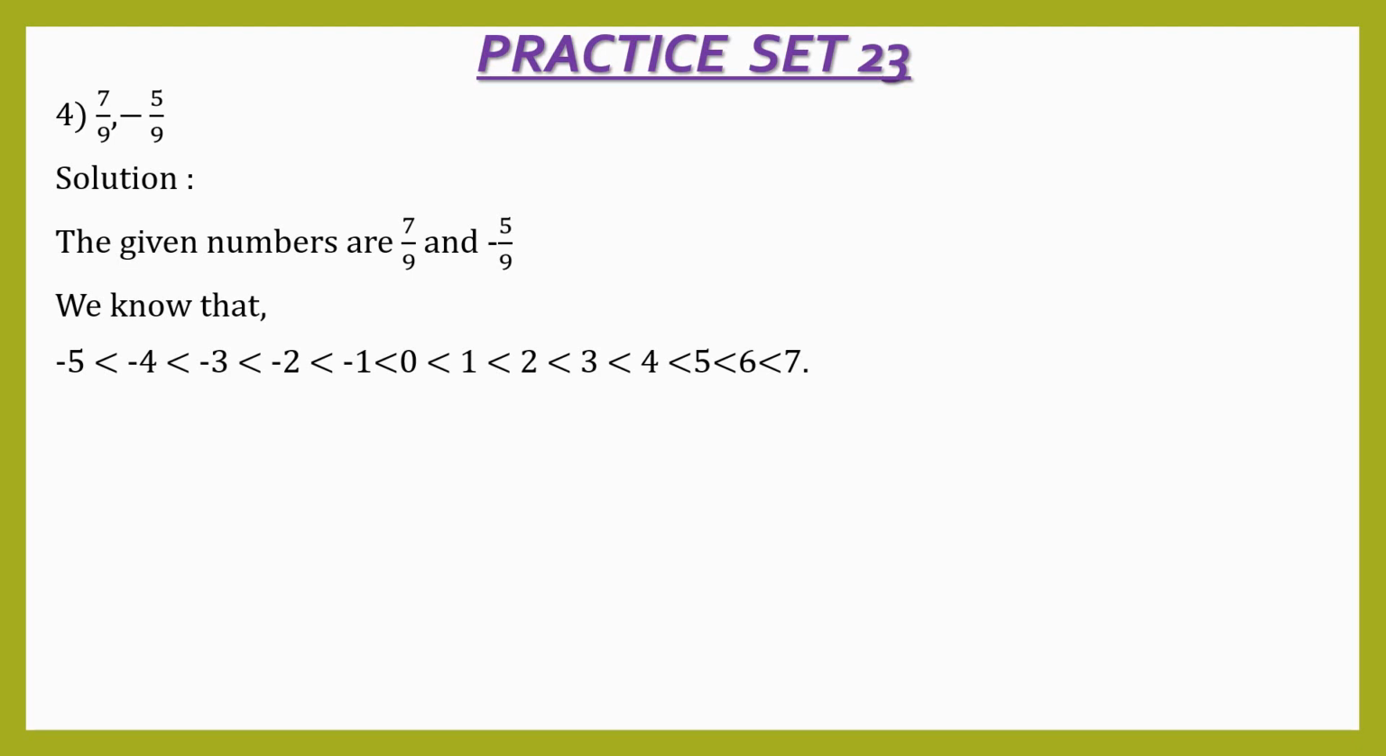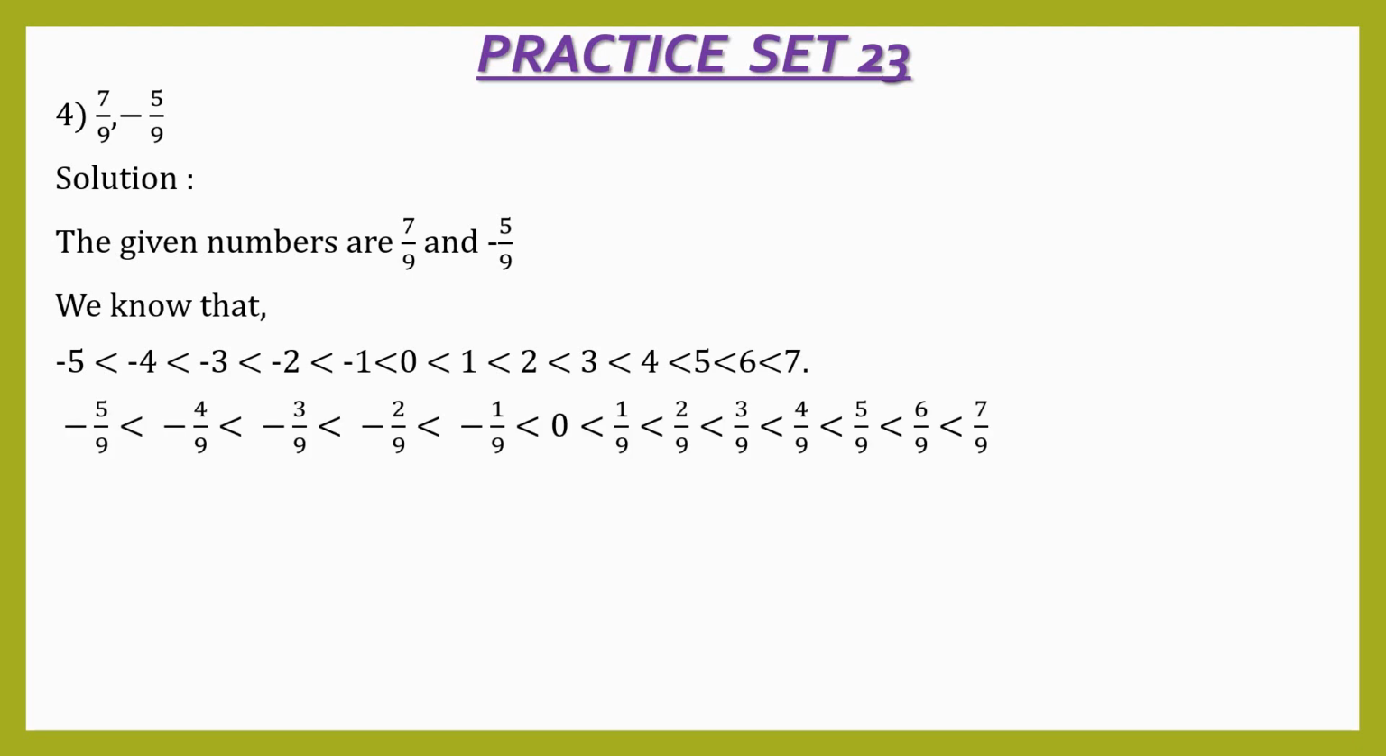Now we are going to divide all the numbers by 9. So it will look like this. Minus 5 upon 9 is less than minus 4 upon 9, is less than minus 3 upon 9, is less than minus 2 upon 9. It is less than minus 1 upon 9, which is less than 0, which is less than 1 upon 9, and goes on till it is less than 7 upon 9.